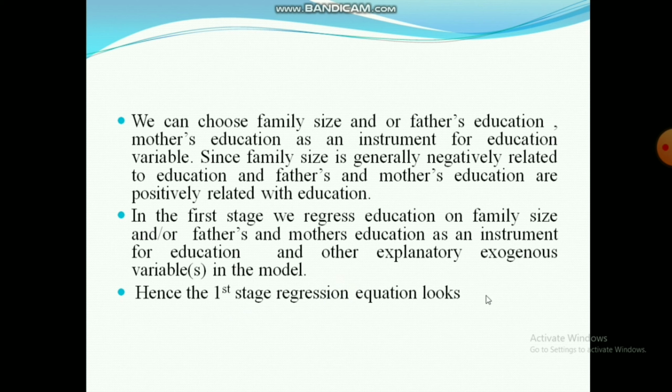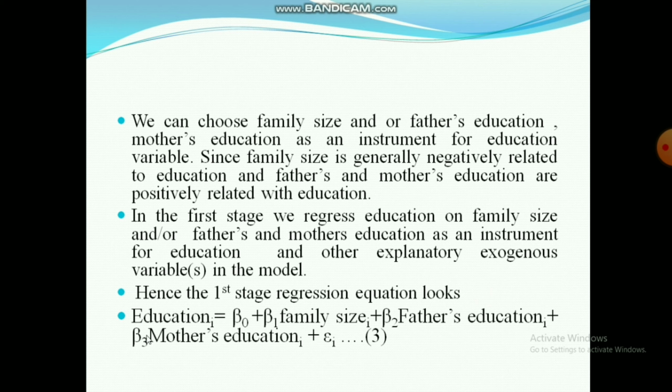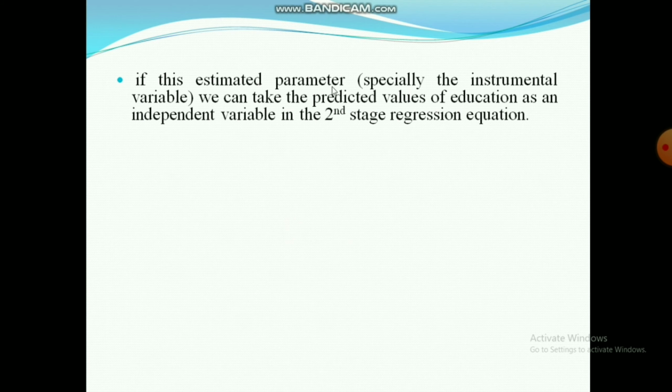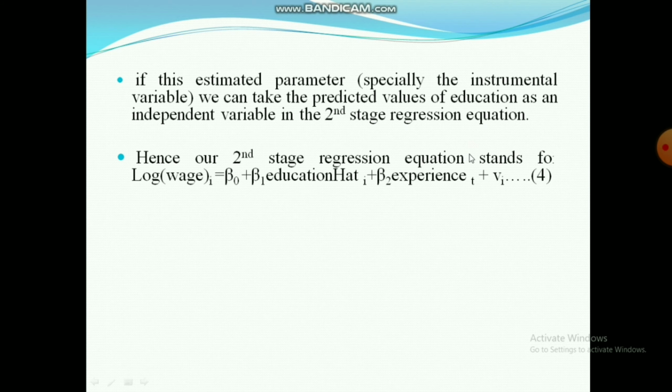Hence, our first stage regression equation looks like this: education equals beta 0 plus beta 1 family size plus beta 2 father's education plus beta 3 mother's education plus error term. If the estimated parameters, especially the instrumental variable estimated coefficients, are statistically significant, then we can take the predicted values of education as an independent variable in the second stage regression equation.